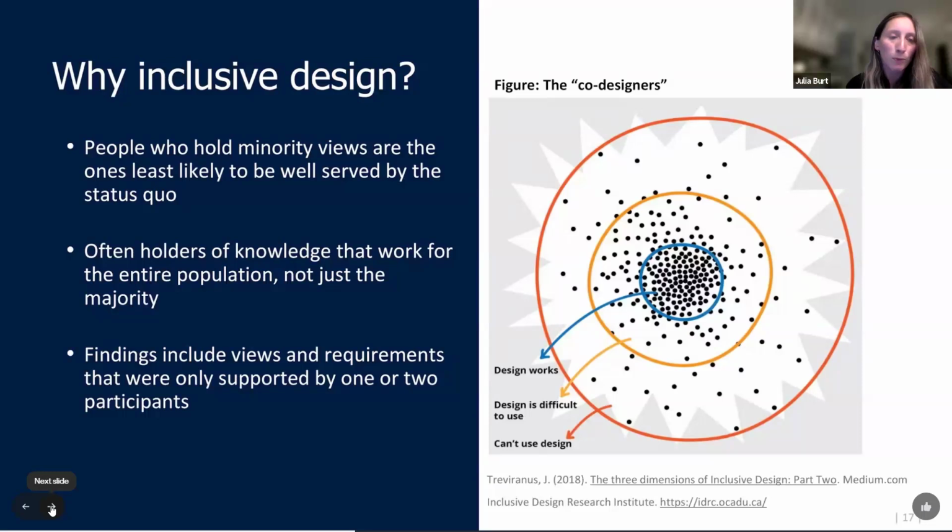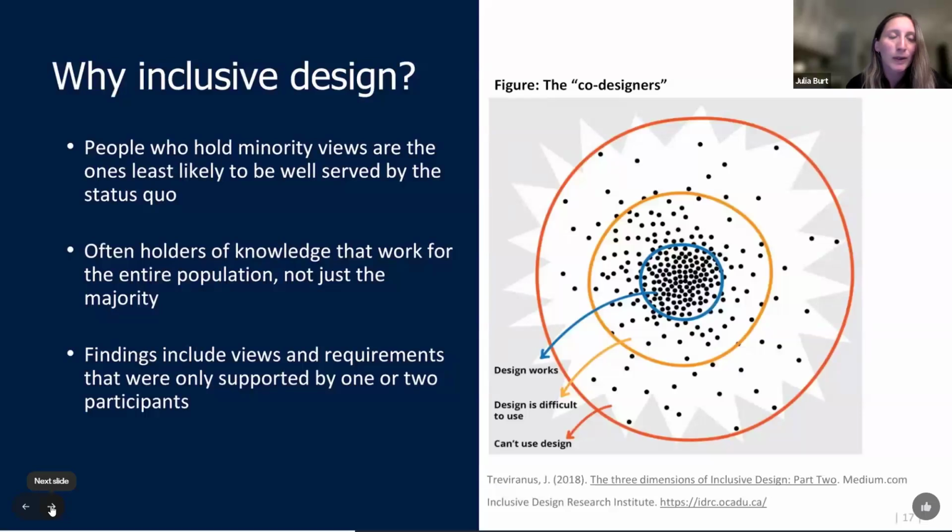So the findings in the report that we created include views and requirements for health data social license that were supported by many people, but also ones that were supported by just 1 or 2 participants. And I think it's also important to acknowledge that the views of 1 or 2 people in our process could represent thousands or more people across Canada. So I like that image on the slide, on the right-hand side of the slide.